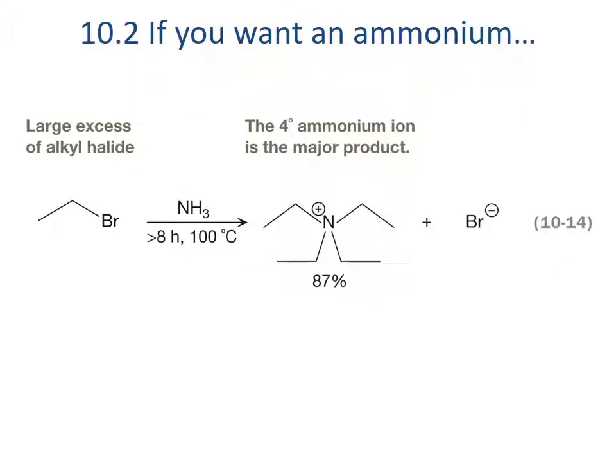If you want a positively charged quaternary amine, which we call an ammonium, this reaction works fine. If we put in enough alkyl halide, eventually everything will react and the amine will become fully alkylated. This is really the only context where a direct alkylation of an amine is useful, because it's the only case where we get relatively pure product.